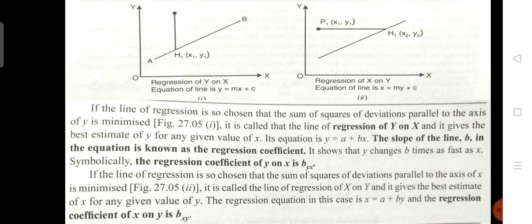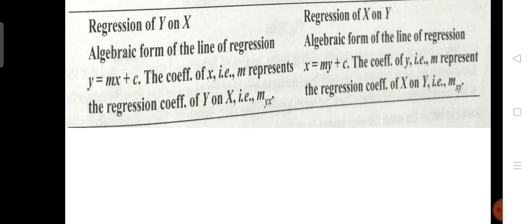Okay, and so byx and bxy. So it is clear, regression coefficient. So this is symbolically given. Okay, regression of y on x, the algebraic form of the line of regression is y is equal to mx plus c, and the coefficient of x is the slope, which is the regression coefficient, that is byx.